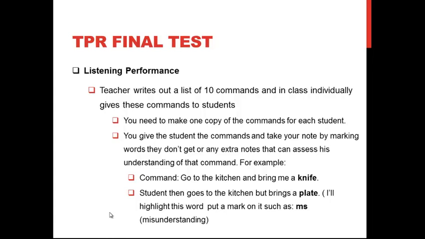For example, let's say I give the student this command: go to the kitchen and bring me a knife. But then the student goes to the kitchen but brings me a plate. So I will highlight the word knife, right? And I'll put a mark on it, such as MS, which means misunderstanding. That in this sentence, he misunderstood the meaning of the word knife. And he did not bring me a knife. He brought me a plate. So then I could already take some points from him because of this single mistake. It depends, maybe it was just a slip. You have to figure out if it was just a slip or if it was a mistake, right?